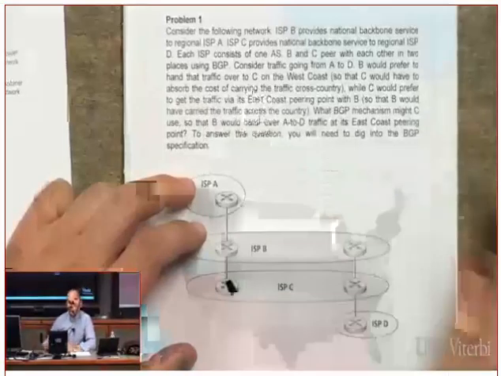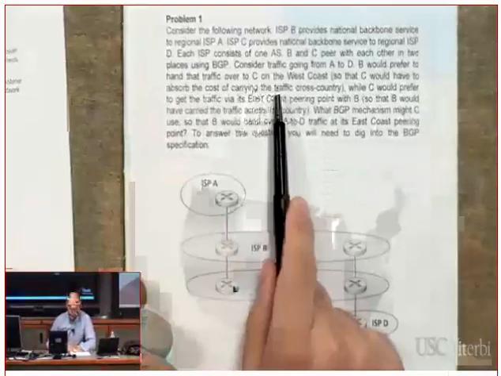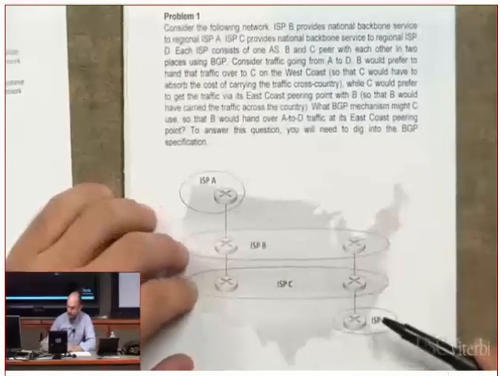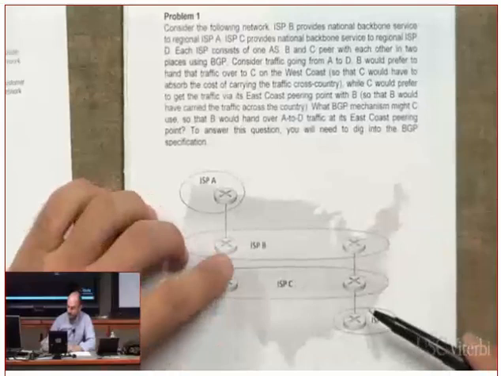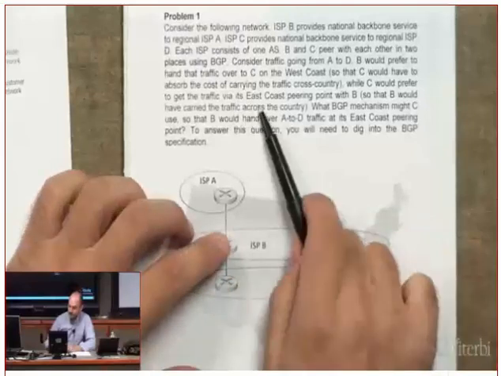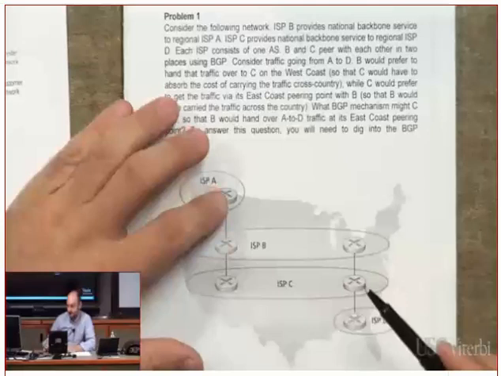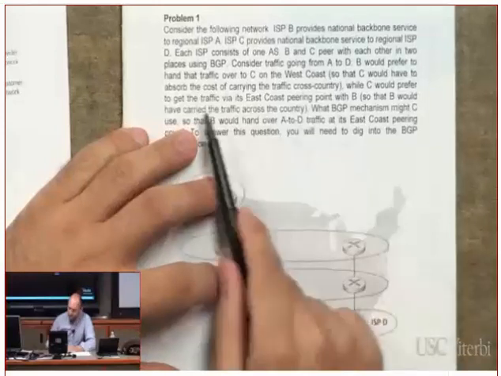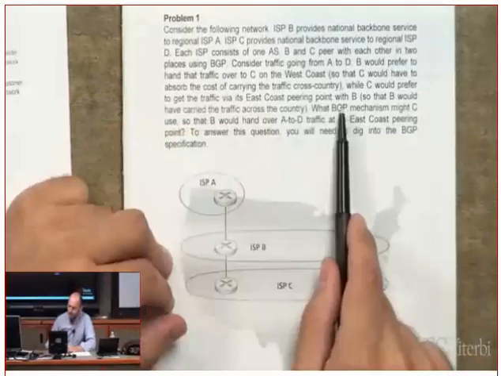On the west coast, B would prefer to hand that traffic over to C on the west coast, here. Why? If the traffic comes here, then it will cross the country from this side, right? You want to send the traffic over here in order to cross the country in C's network. While C would prefer to get traffic via its east coast peering point with B, but B would have carried the traffic across the country. What BGP mechanism might C use to hand over A to D traffic at its east coast peering point?